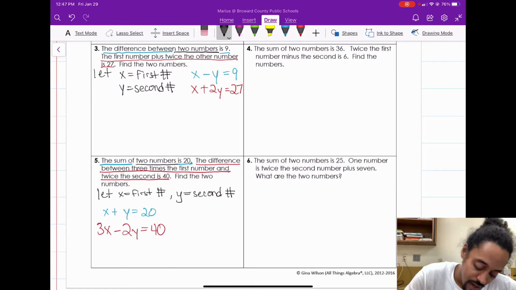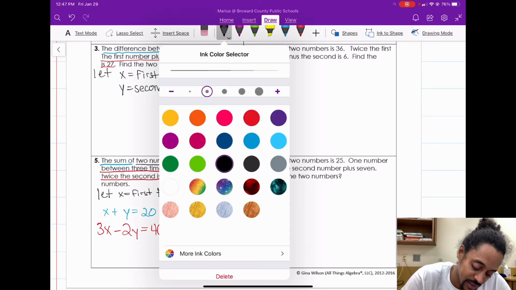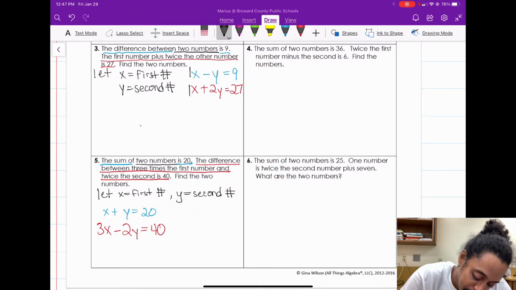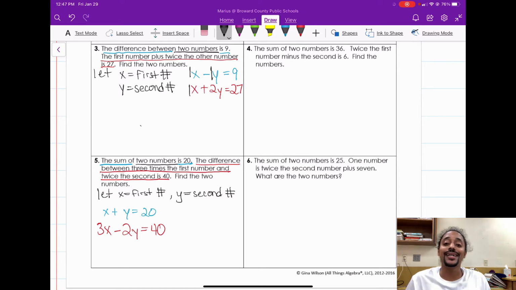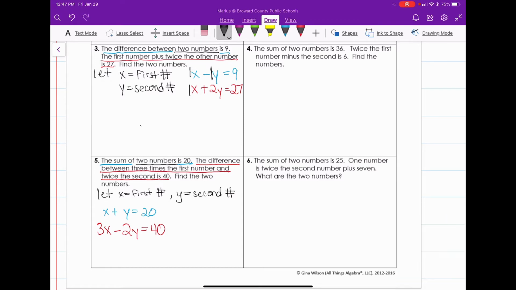Number 3. Once again, we want to use elimination, but we want to figure out which variable to eliminate first. For this one, both of the x's already have the same coefficient, but they're not opposites. Both of their coefficients are 1. However, I need one of them to be a negative 1. So I'm going to multiply the first equation by negative 1. Negative 1 times the first equation, which is x minus y equals 9.